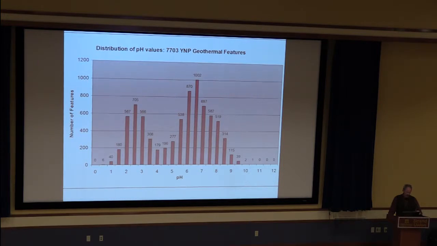And you can see it's only for 7,700 geothermal features, and there's probably about 14,000 in the park that are currently mapped. So this isn't all of the geothermal features, but a good 55% of them. And so it gives you a sense of the trends of the pH range. So you can see a bimodal distribution with a pH of about 2.5 on this lower one, and then a pH of about 6.5 on this other, let's say, group. But there's all kinds of hybrids in between.